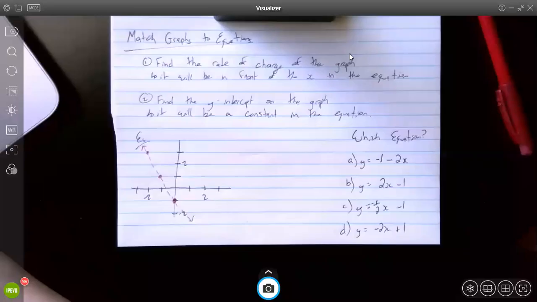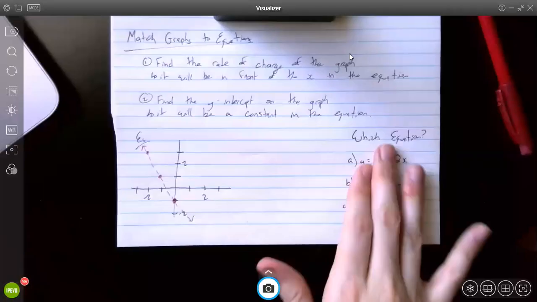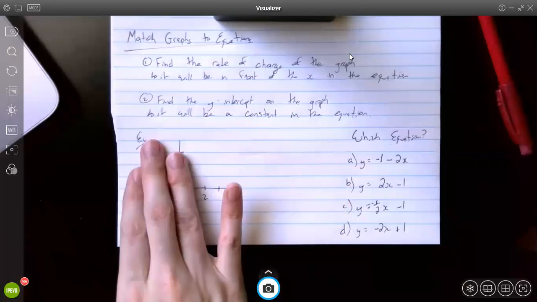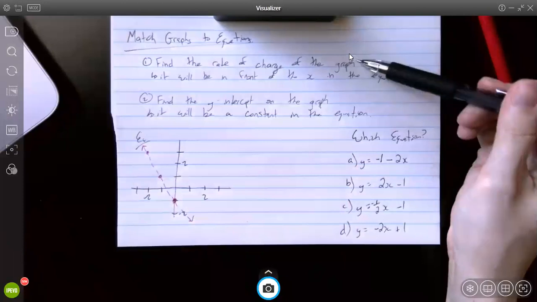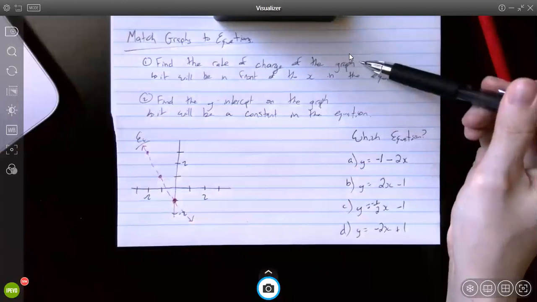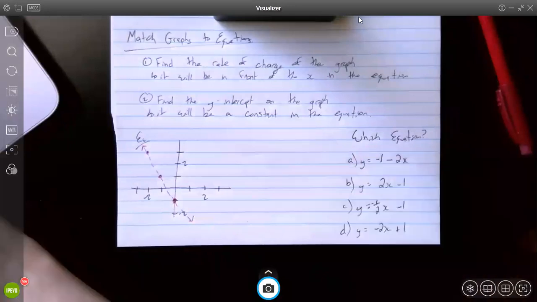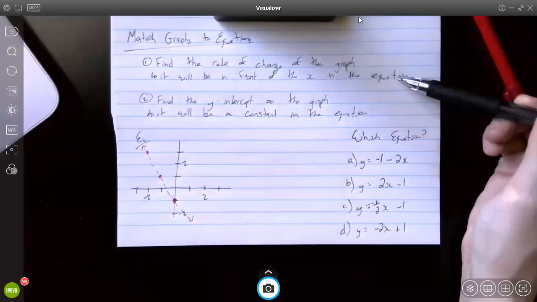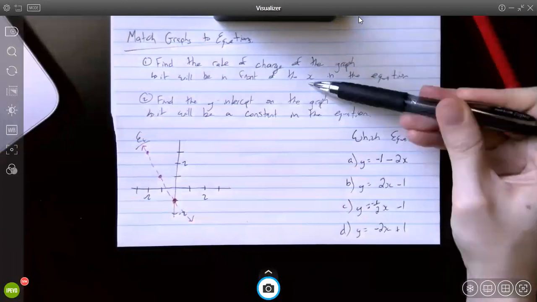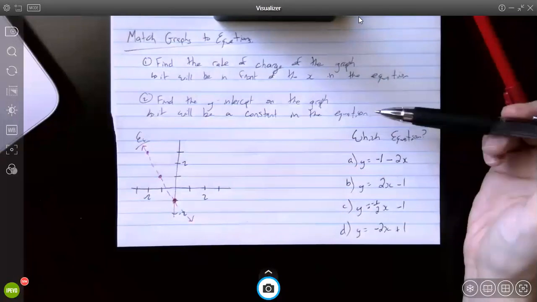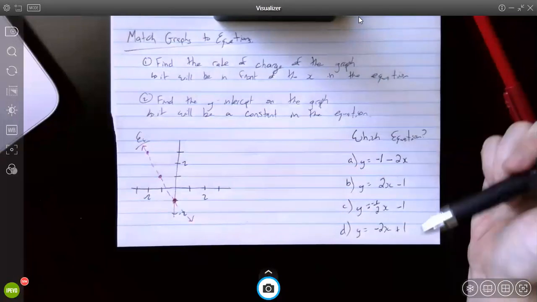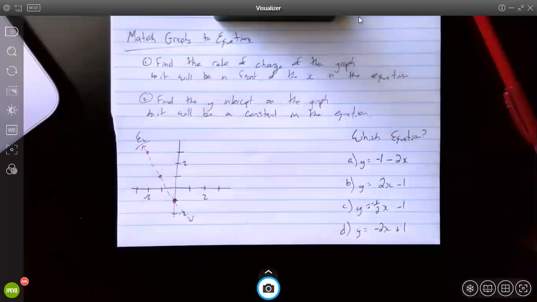Okay, so the next thing you have to do is be able to match an equation to a graph. When you're doing this, you're going to want to find the rate of change on the graph using either rise over run or your formula for slope. And then whatever that rate of change is in your equation, it should be in front of the x. And then you also have to find your y-intercept on the graph. That is going to be a constant in any equation that you have. So let's just look at what that would look like.